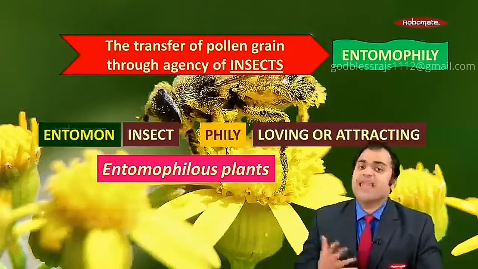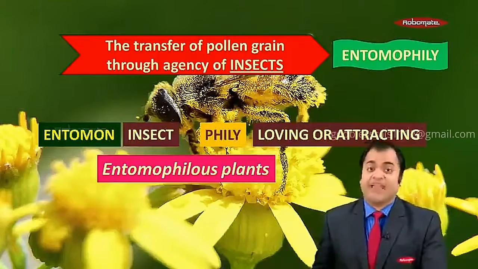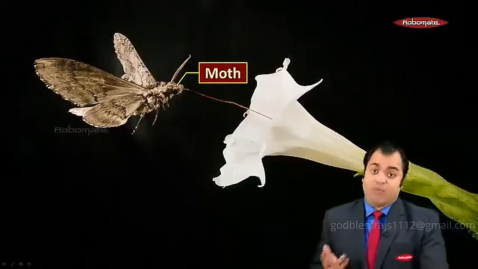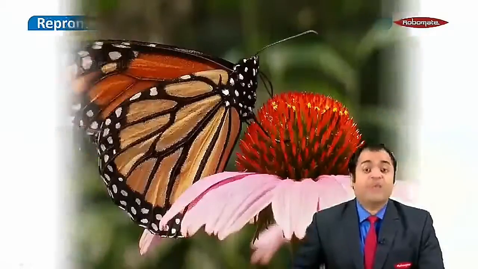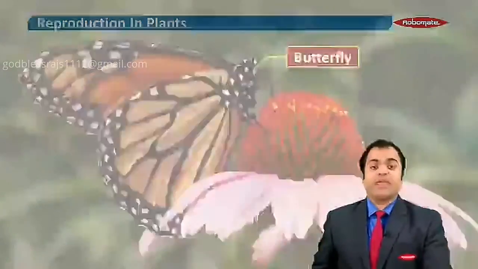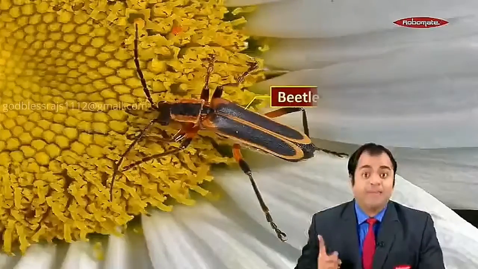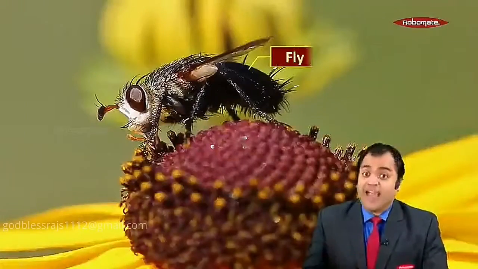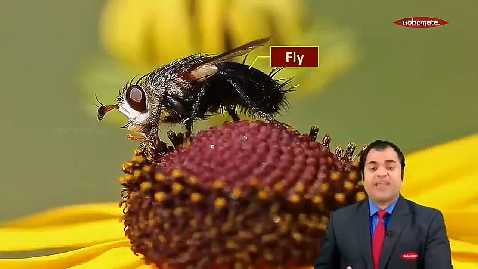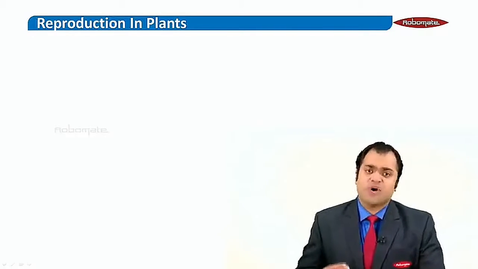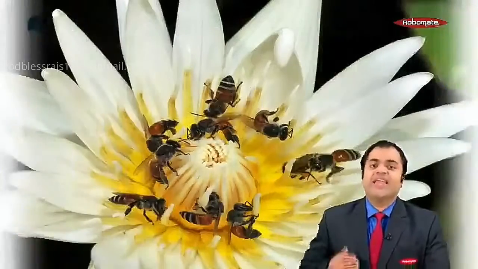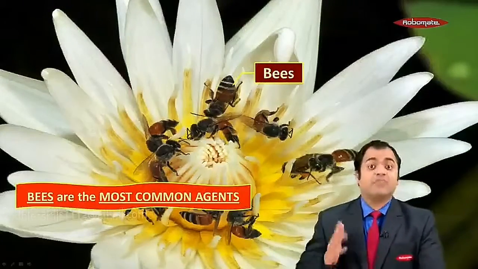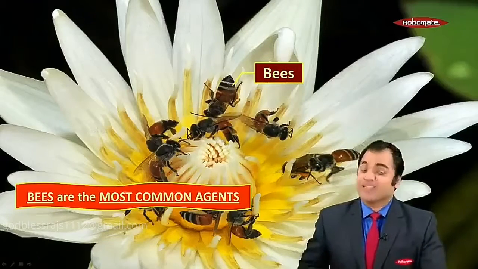Now, there are many insects that can participate in entomophily. A few of those insects include moth. So moth can perform entomophily. They could be insects like butterfly. Okay, then there could be insects like beetle. Even beetle can perform entomophily. There could be fly. Now flies can also perform entomophily. And finally, the most common agent for entomophily is none other than bees. Remember, bees basically are the most common agents that perform entomophily.